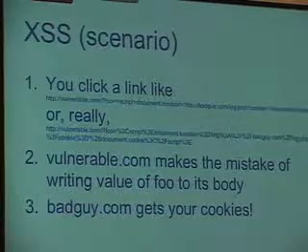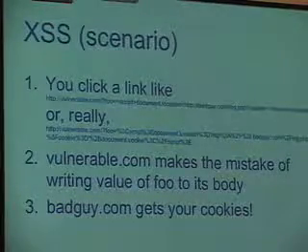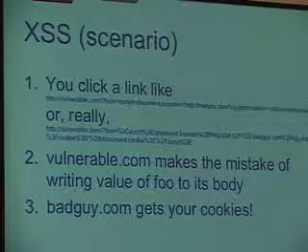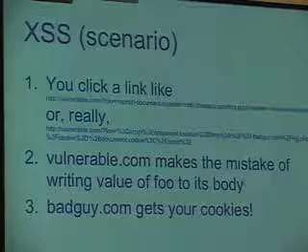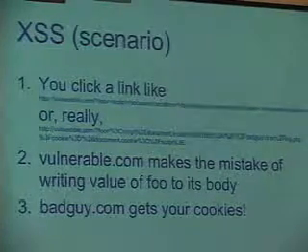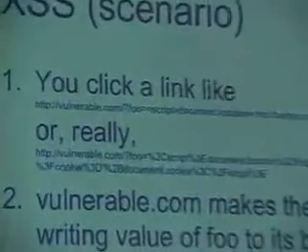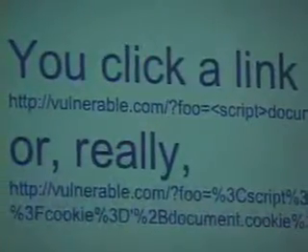All right, finally, there's cross-site scripting. So this is a buzzword that's even more popular on Slashdot and the like. I had to make this font a little small here, but here's the three-step scenario. You click a link like this, and I tried to come up with two parties here. Vulnerable.com has a value parameter called foo in some form.